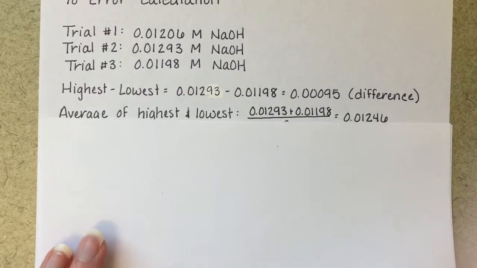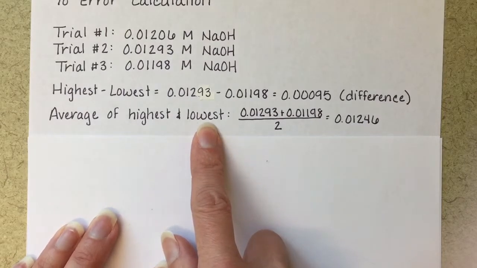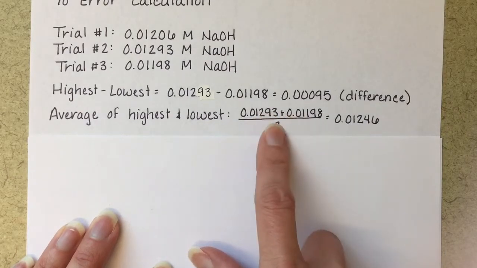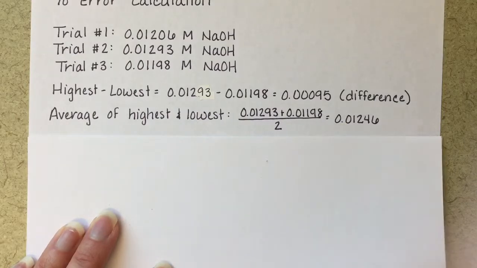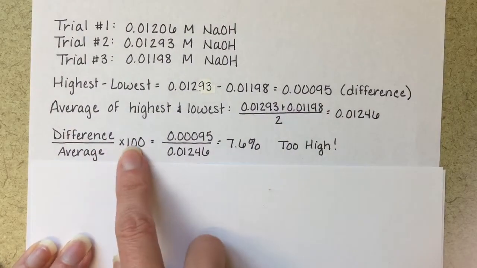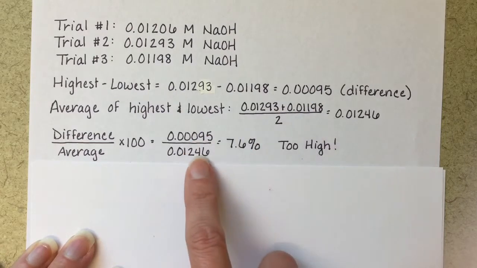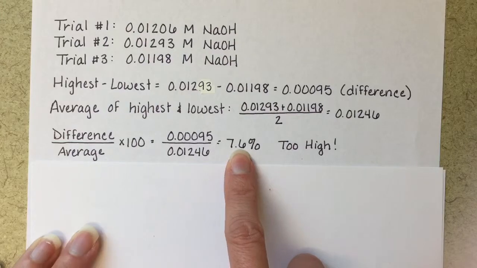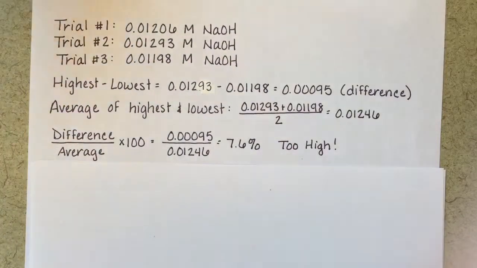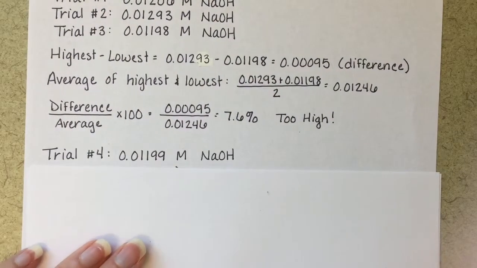0.00095. Once you figured out the difference, you're going to then calculate the average of the high and low titration molarities. So there I'm adding them up, dividing by 2, and that's my average molarity. And then you are going to take the difference divided by the average, multiplied by 100 to turn it into a percentage. So my difference, 0.0095, divided by my average, multiplied by 100 is 7.6%. That's too high. The lab procedure tells you what is an acceptable percent difference. It is not 7.6. If your percent difference is too high, you need to do another trial, at least one more. Just do one at a time though.